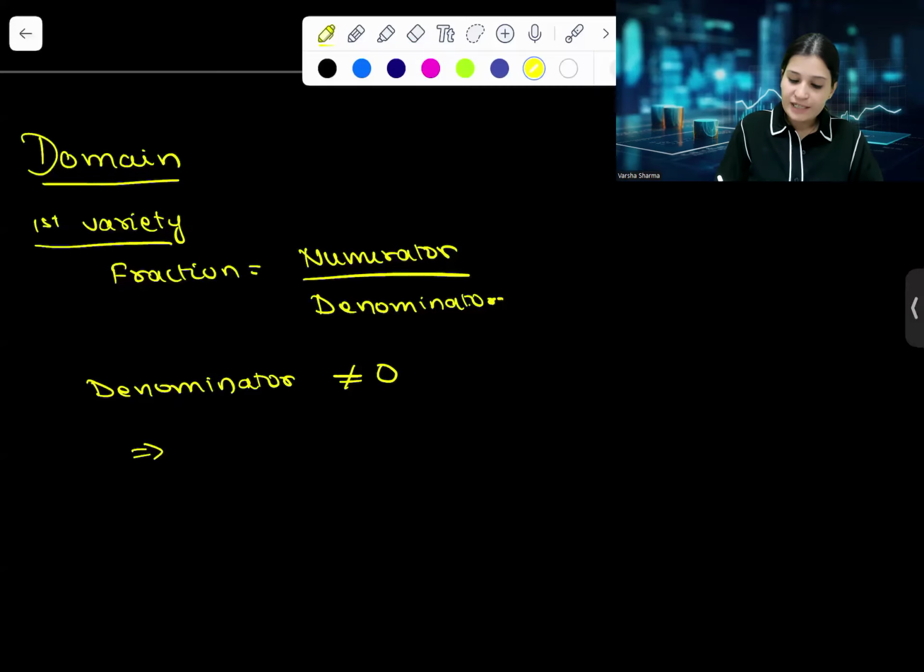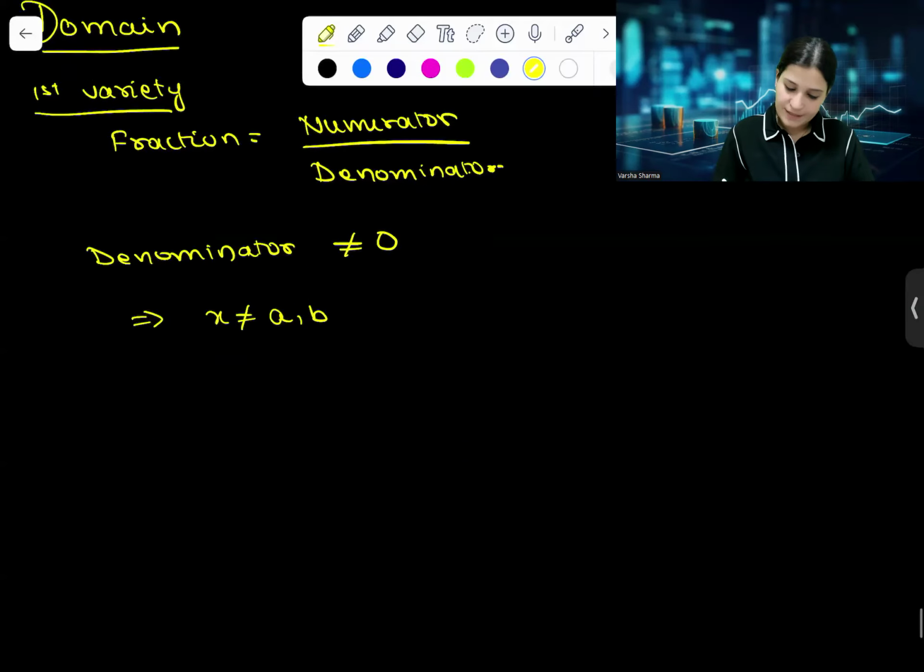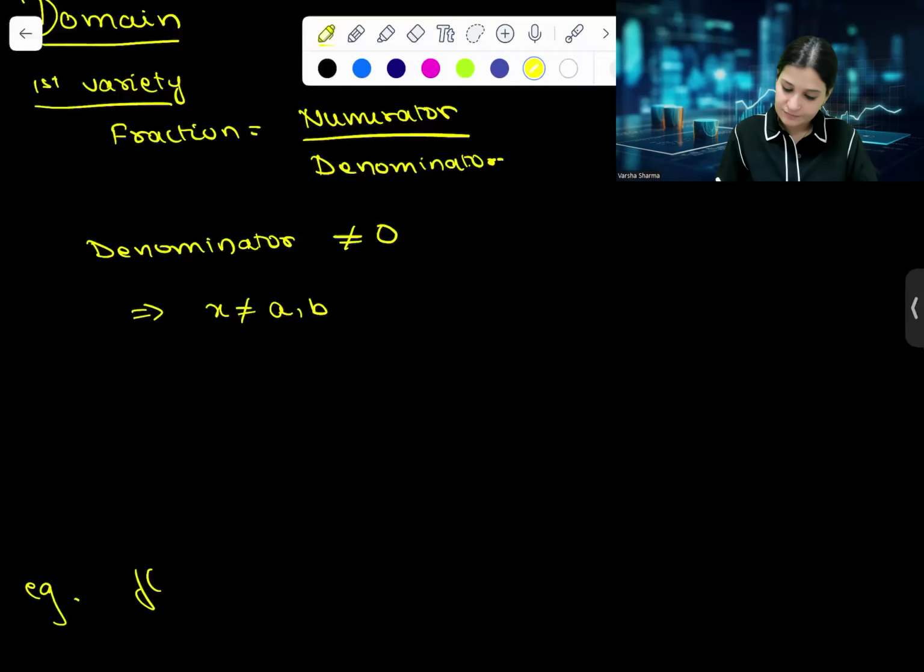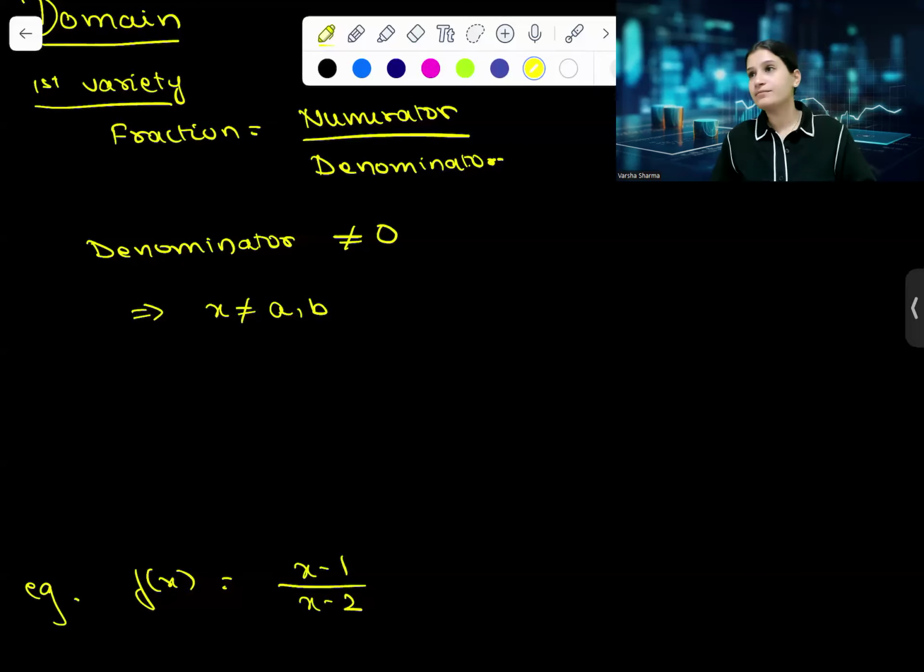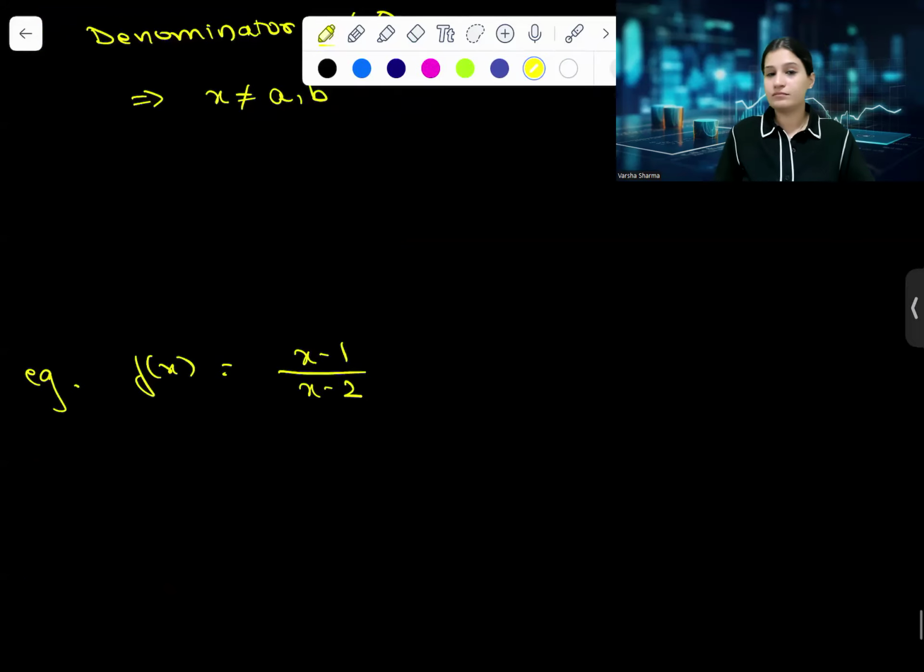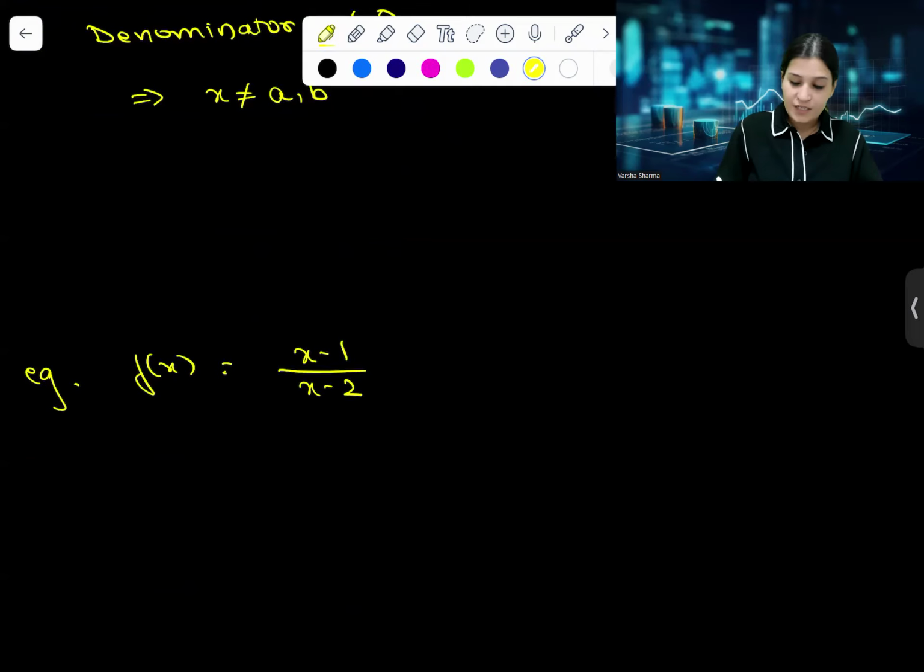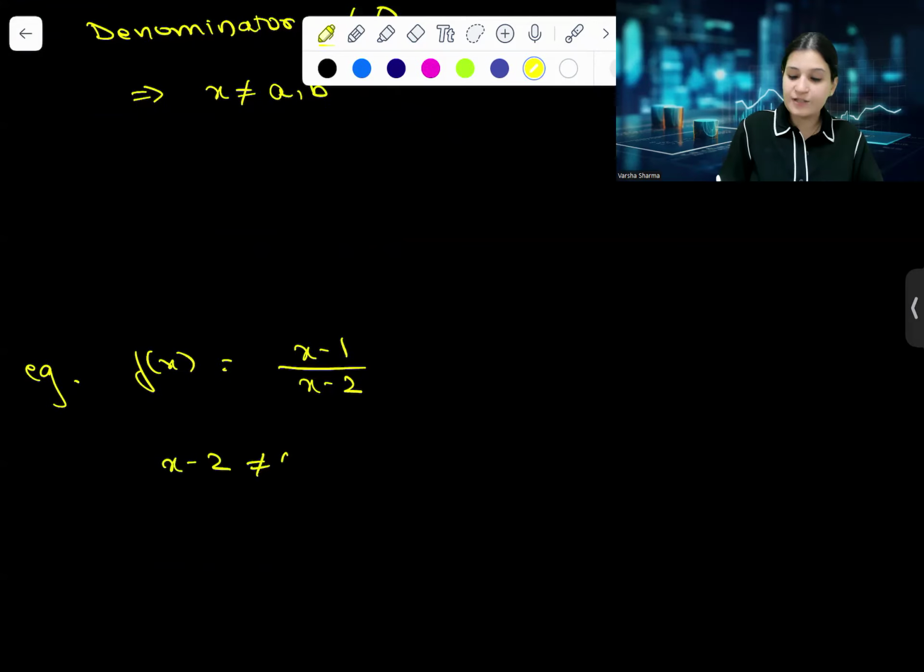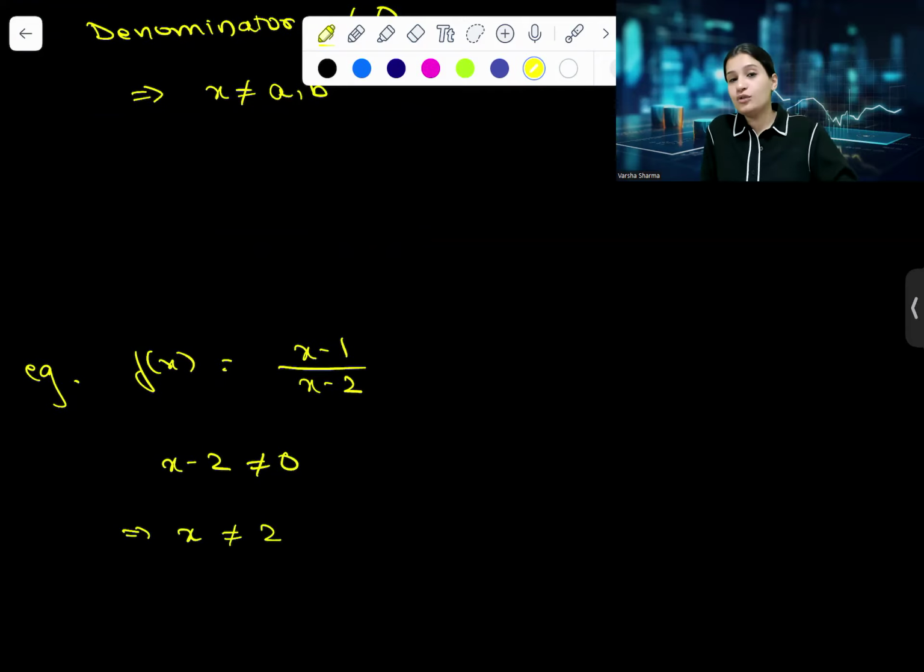And this in return will give me, say, values A and B. For example, first understand: x minus 1 over x minus 2. It's a fraction. So what will not be allowed? The denominator x minus 2 should not be 0. In that case, what should not be the value of x? 2. Because if I take x equal to 2, then my denominator will become 0. If I take x equal to 1, my numerator becomes 0.